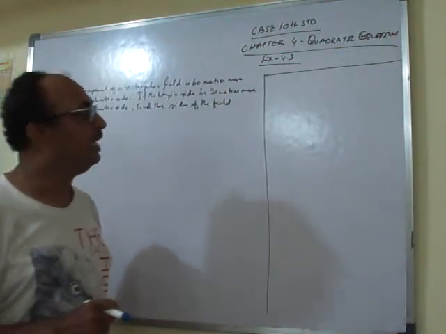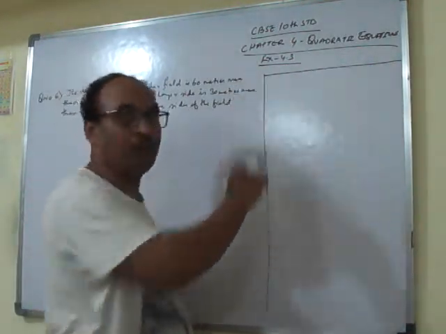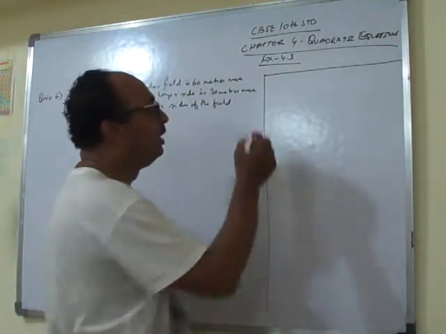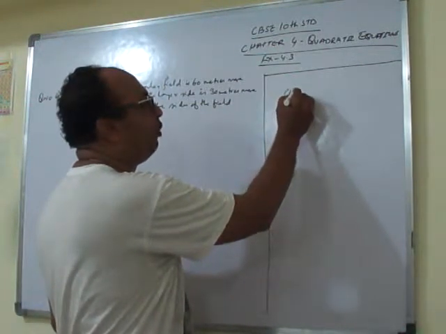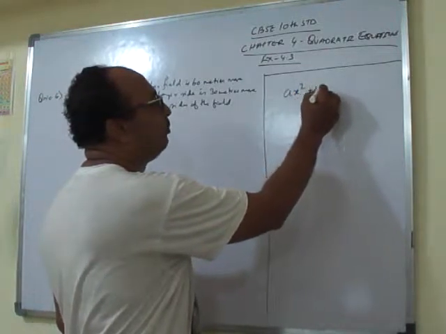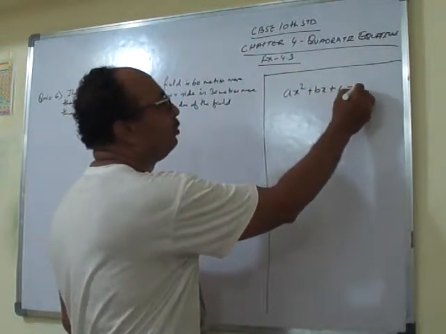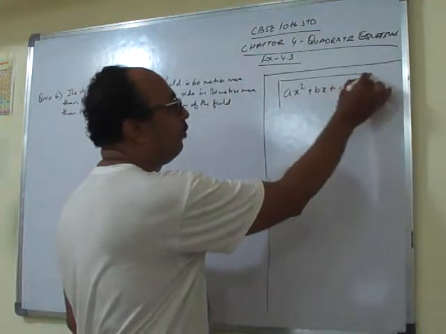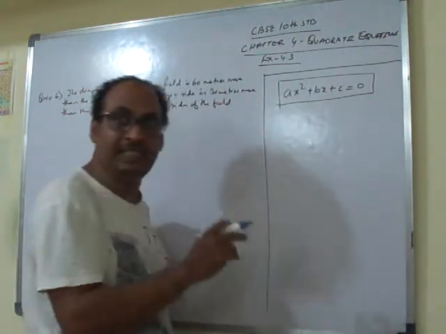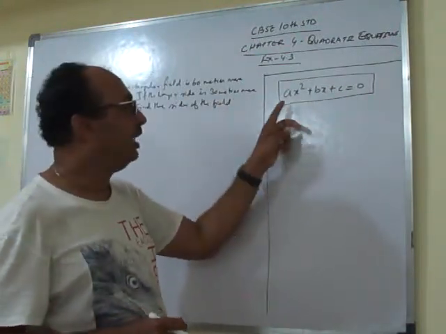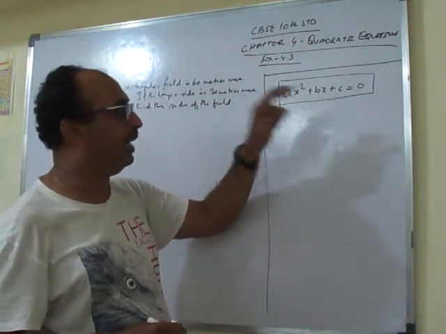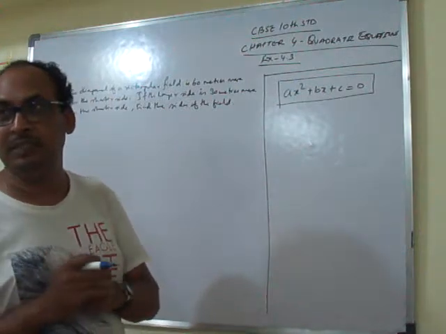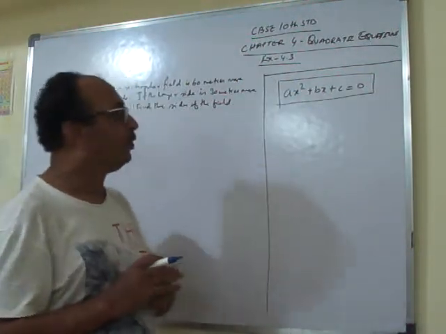Let us see what actually a quadratic equation is. Any equation in the form ax² + bx + c = 0 is the general form of a quadratic equation, where a is the coefficient of x², b is the coefficient of x, and c is the constant.